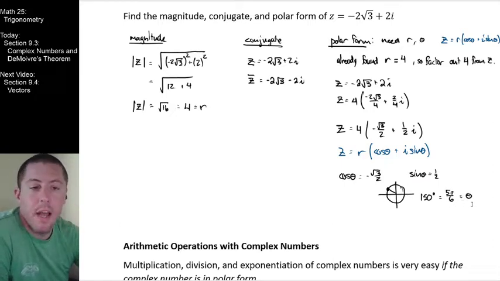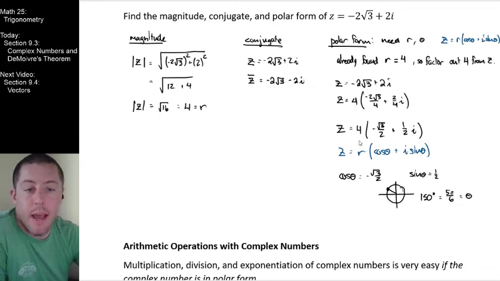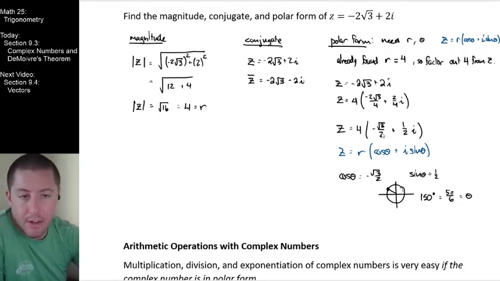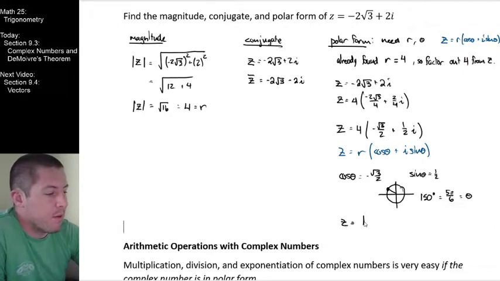as theta here. And now that I've identified my r term, my radius, by finding the magnitude, and by factoring out the magnitude, I was able to set up a system of equations that can help me identify the angle. I now know that my polar form for this complex number can be written as 4 times the cosine of 5 pi sixths plus i sine 5 pi sixths.